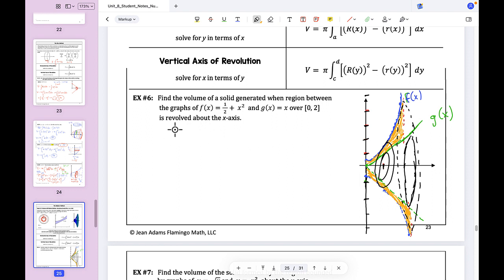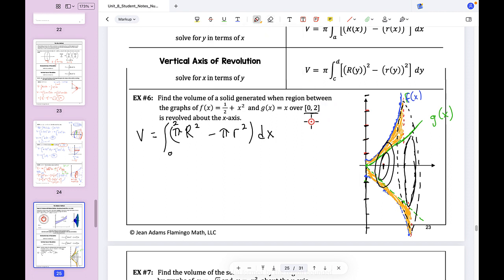So we're going to do pi big R squared minus pi little r squared dx, right? So we're going to take the integral. In this case, it's going to be from 0 to 2. Okay, so my volume equals the integral of pi big R squared minus pi little r squared. And this will be dx because it's perpendicular to the x-axis.